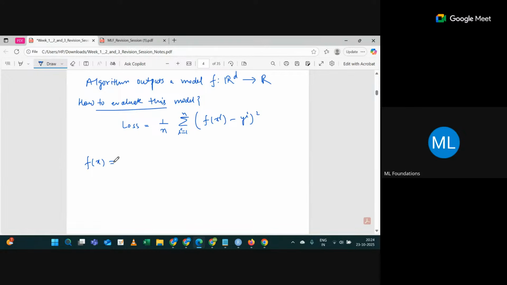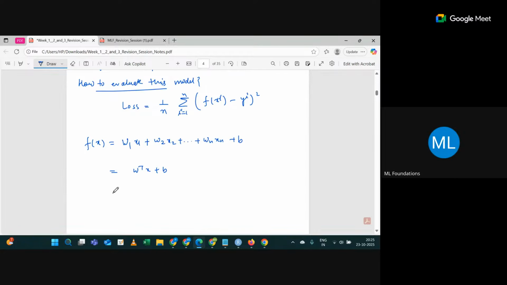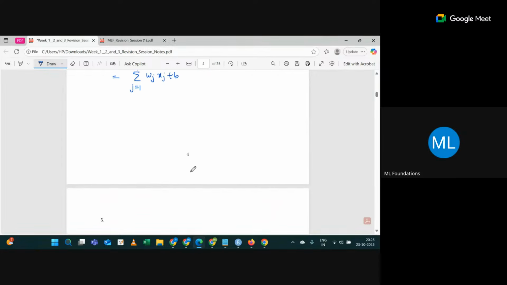Our model, if I write it in general, is mx plus b. But we are talking in terms of vectors, so I will say it is w1 x1 plus w2 x2 plus so on, wn xn plus b. In vector notation, I can say w transpose x plus b, or else summation of j equal to 1 to n of wj xj plus b. Are you getting my point? Okay, everyone is having pen and paper.